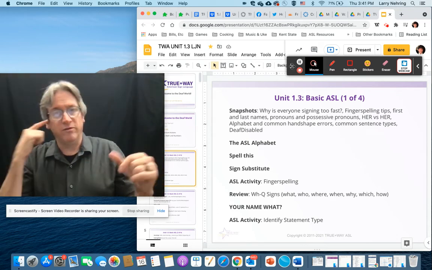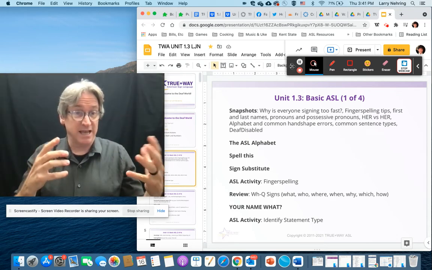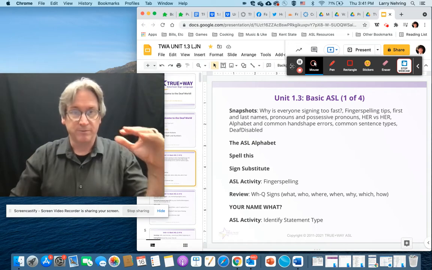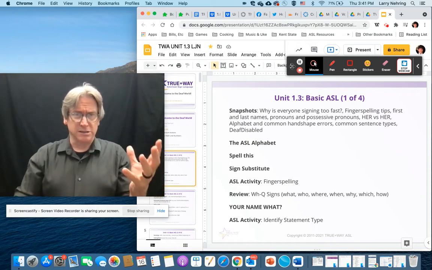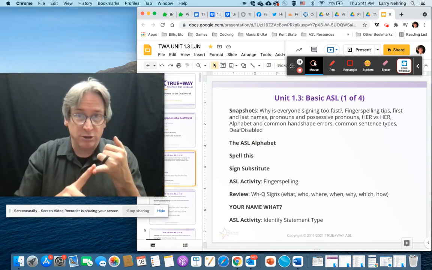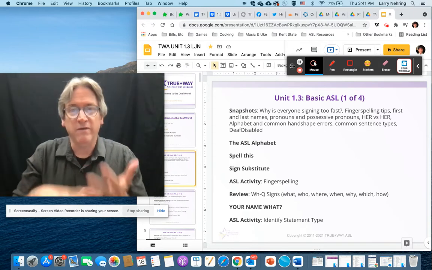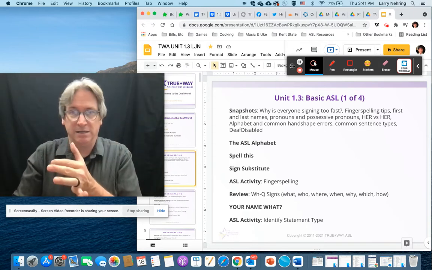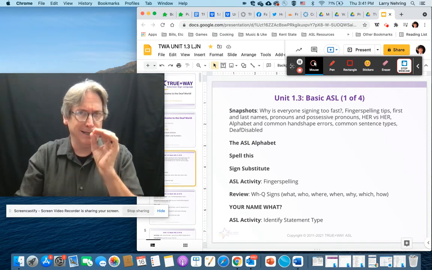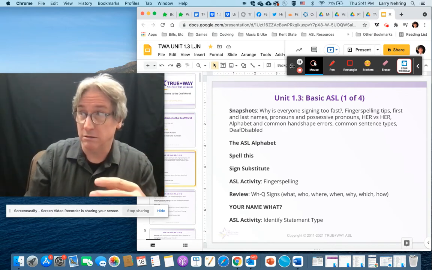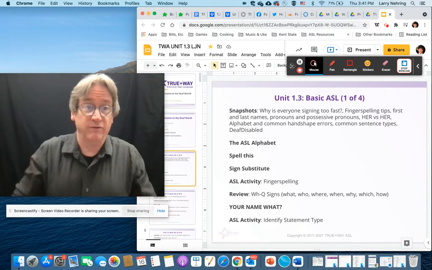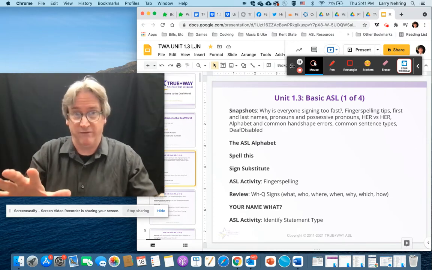Okay, so the basic ASL stuff that's going to be introduced in this chapter. Here's a little summary. There's going to be the snapshots, all the different videos that they're going to show. One of them is why is everybody signing too fast? And it's specifically addressing ASL 1 students asking why the videos are not slower so they can follow.